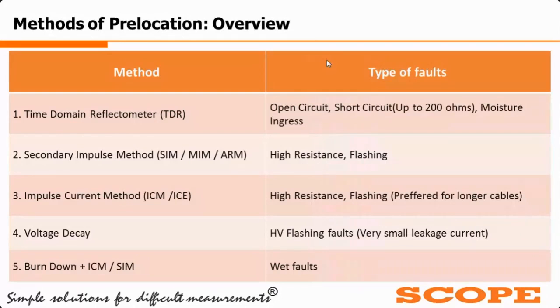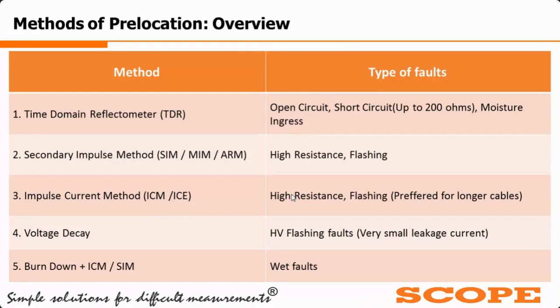Now an overview of the prelocation methods. The TDR is mainly used for locating open circuit and short circuit faults in the cable, and also for detecting moisture ingress affected areas. The secondary impulse method is mainly used for high resistance and flashing type faults, but it will not be useful if the armor conditions are not proper. The impulse current method is very useful for longer cables, and it also works when the armor is in improper condition.